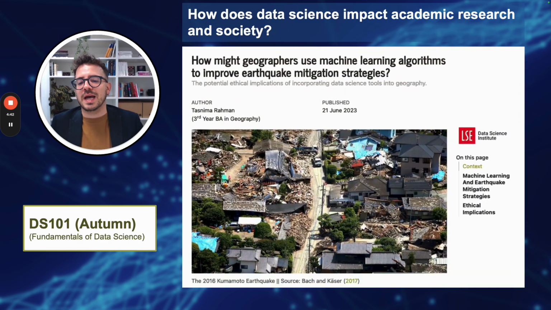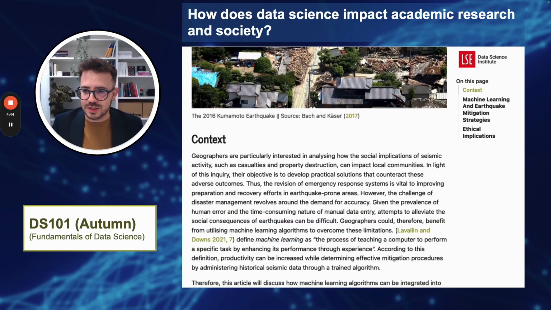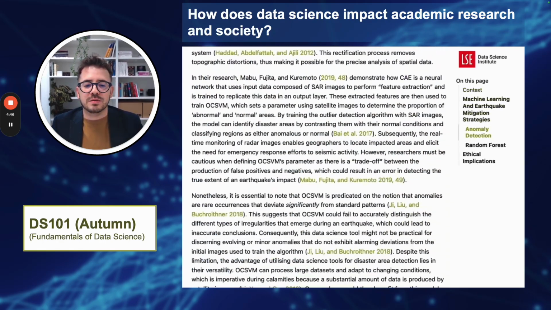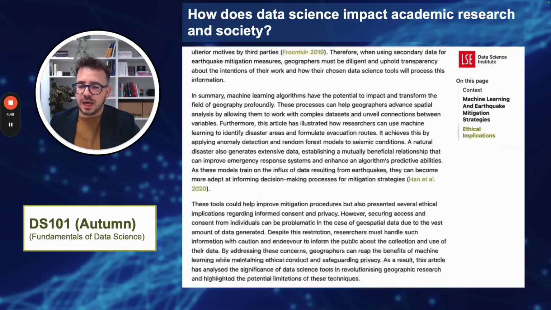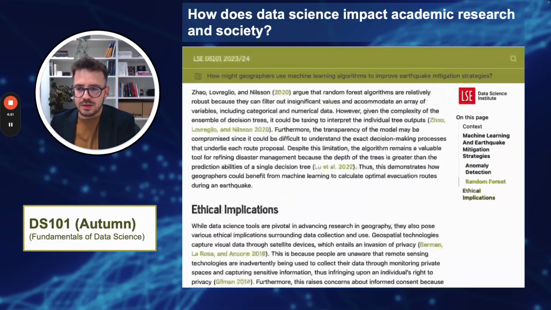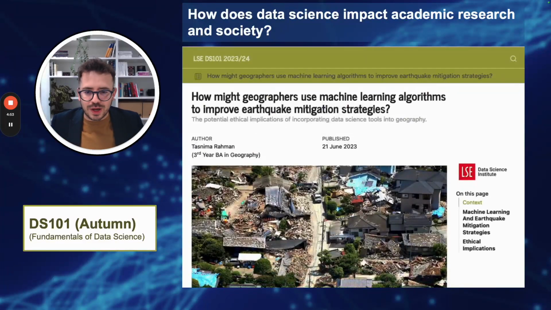In the past, the final essay of the course was about identifying how we can use data science in everyone's degree program. So I had here one blog post written by a student who was studying geography, in which she was reflecting on, okay, can we use machine learning to improve earthquake mitigation? How can we use these techniques for that? And she was drawing from the knowledge she acquired in this course. So if that's something that appeals to you, there you go.